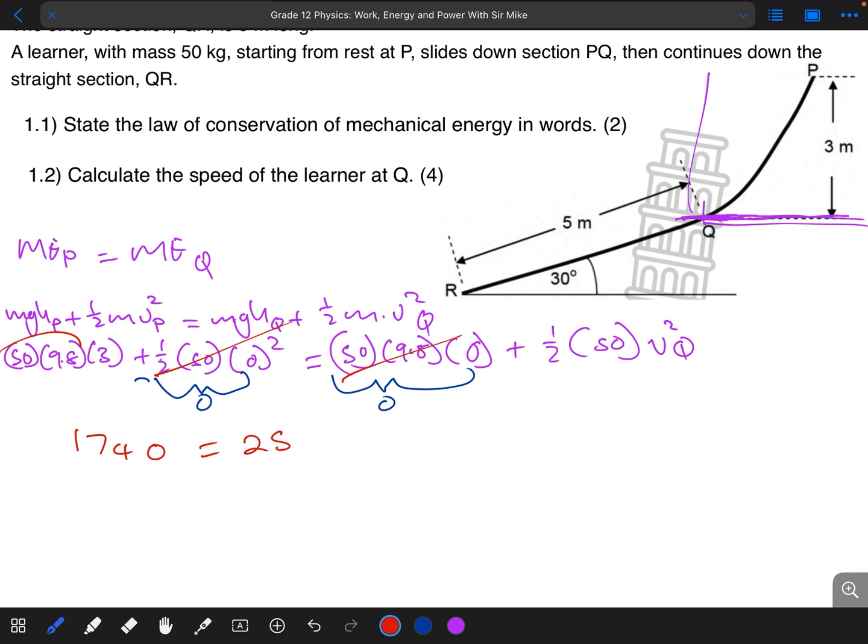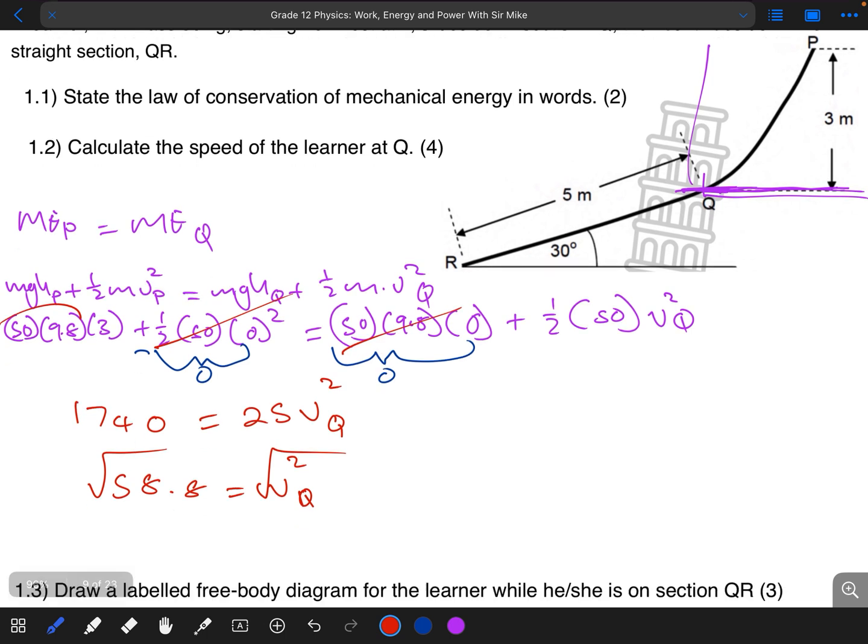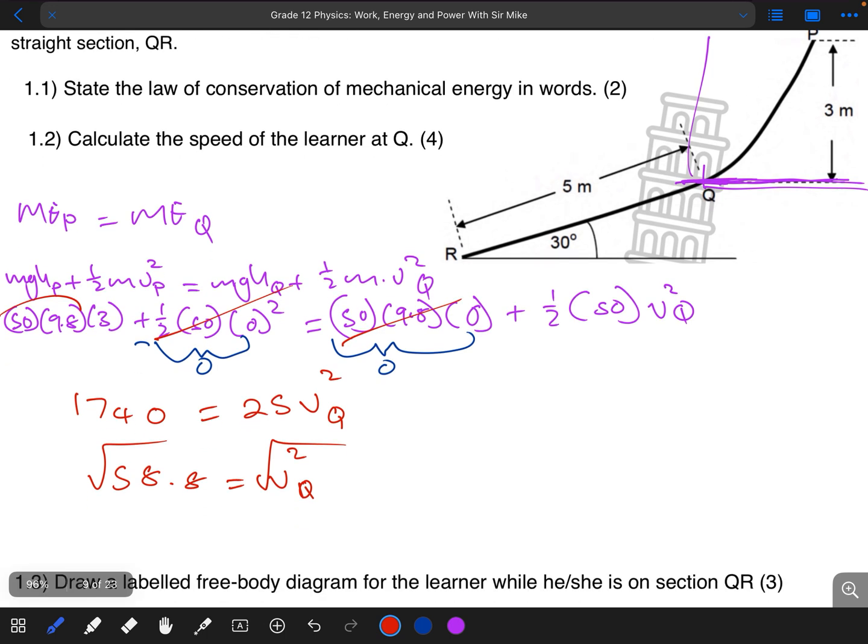25 multiplied by the velocity at point Q squared. We divide by 25 on both sides, and we simply get 58.8 equals V at Q squared. Then we take the square root, remembering that we are simply looking for speed. If you put this into a calculator, you get your speed at point Q to be 7.67 if you round that off, meters per second.